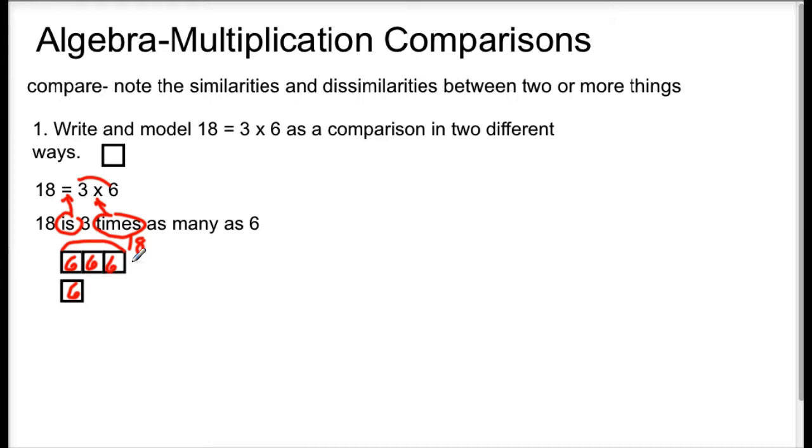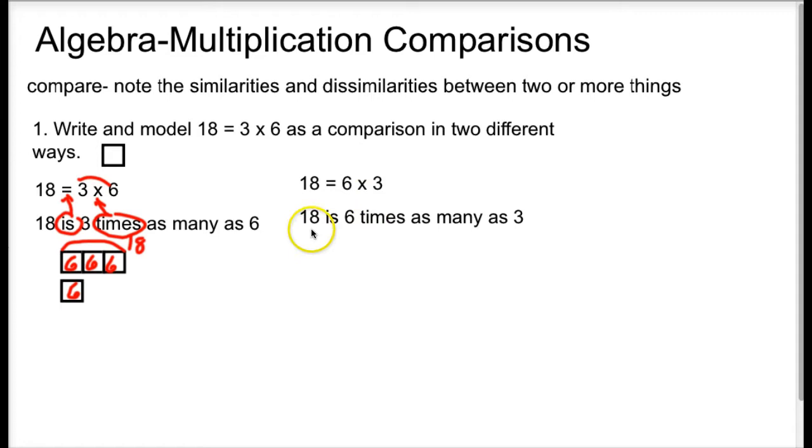This is a comparison problem that we're going to show. We take this exact same problem and show it as a comparison this time. 18 equals 6 times 3. Now we're saying that 18 is 6 times as many as 3. And we represent that in a model. On the top part of our model, we are going to have a total of 6 boxes. It's just like saying 6 groups of 3. So we're representing this with our 6 boxes.